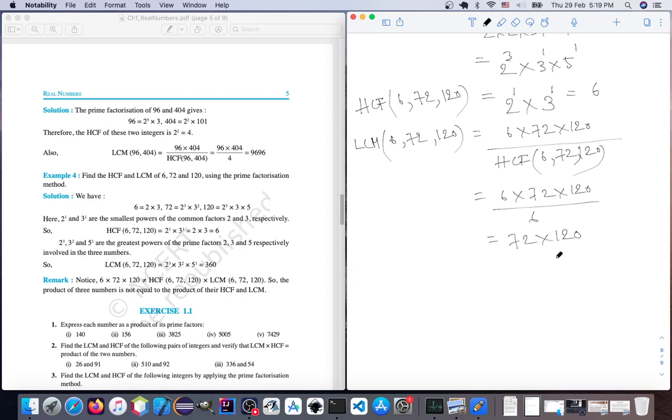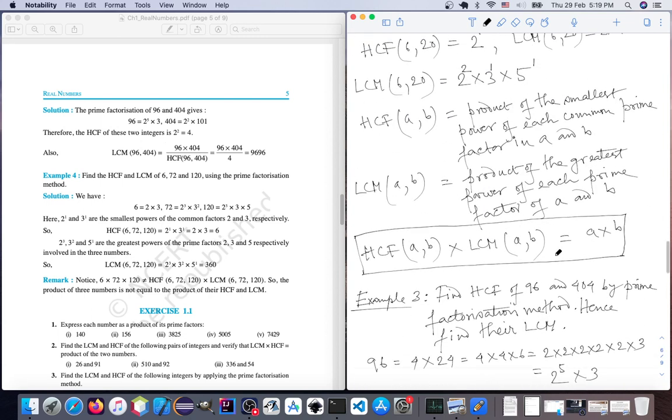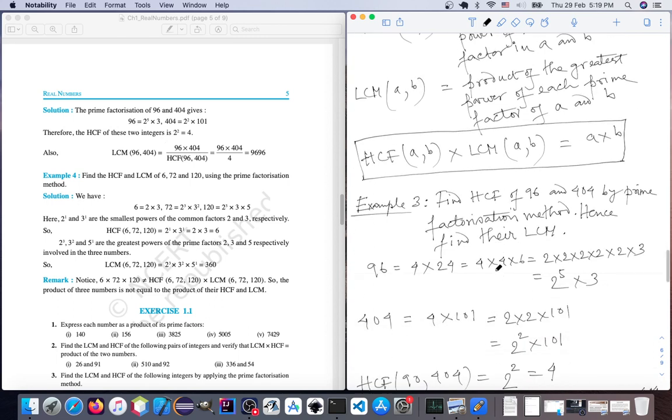Okay. So I was thinking that this boxed formula, that HCF of A and B into LCM of A and B equals A into B, will also be applicable for three numbers. Let's say if we have three numbers A, B and C, I was thinking that we can say that HCF of A, B and C into LCM of A, B and C will be equal to A, B and C, but that is not the case. It is false. So we cannot apply this boxed formula for three numbers.